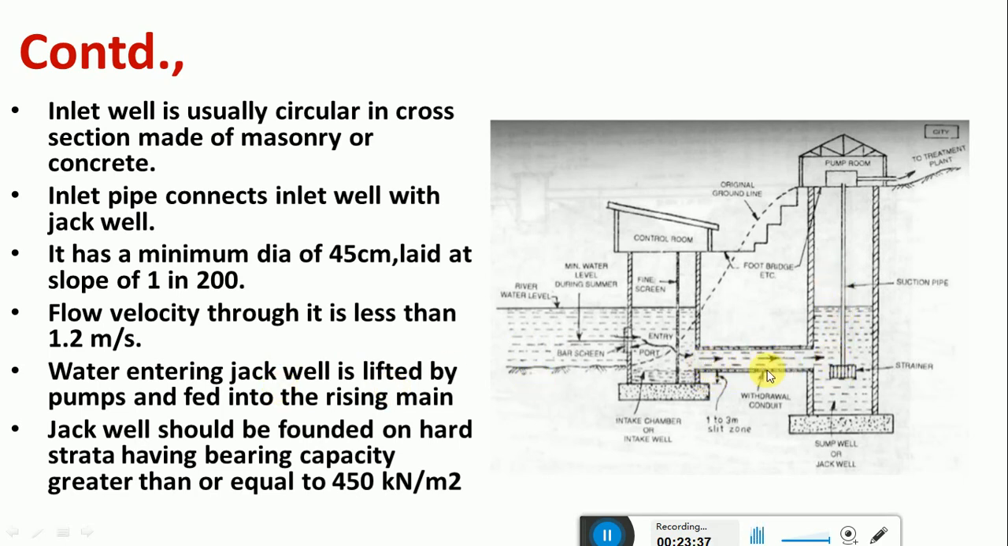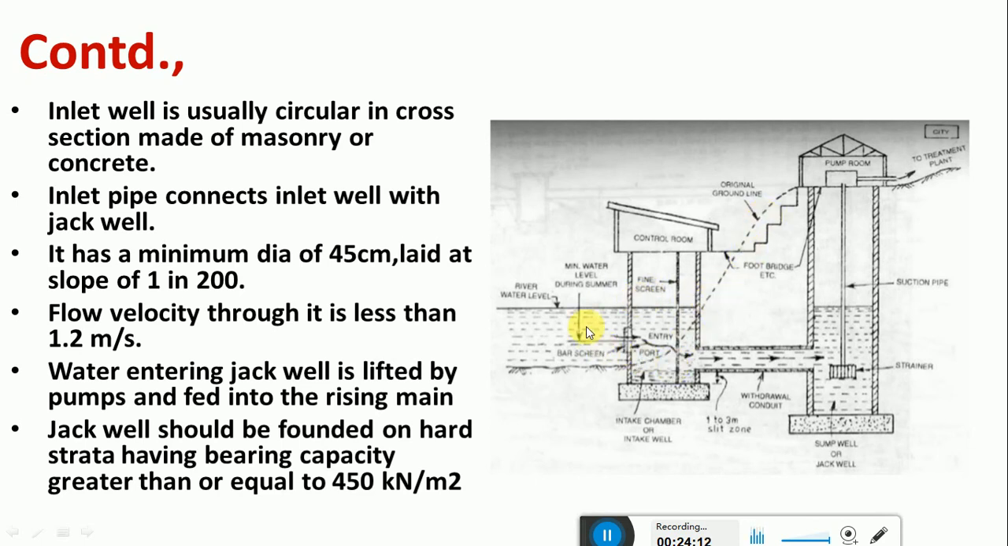Through this withdrawal conduit, water will be stored in this jack well, and water from this jack well is pumped using an appropriate suction pump. By using this suction pipe, water is taken to the water treatment plant to treat the water for the next services. And you see that these two structures are constructed along the banks of the river, where the river hugs the river bank.